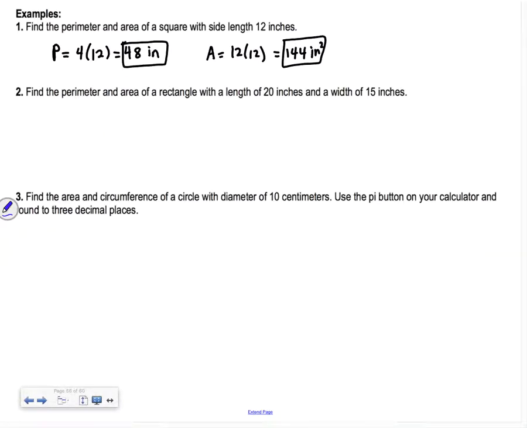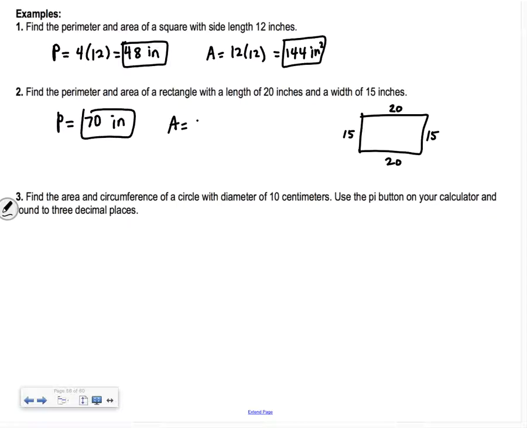Okay, so number 2. It says find the perimeter and area of a rectangle with a length of 20 inches and a width of 15 inches. So if I have 20 by 15, you can draw it all the way around if you want to. If you add up the 20 plus 15 plus another 20 plus 15, I'm going to have 40 plus 30, so I have 70 inches. And my area is 20 times 15, which is 300 square inches.